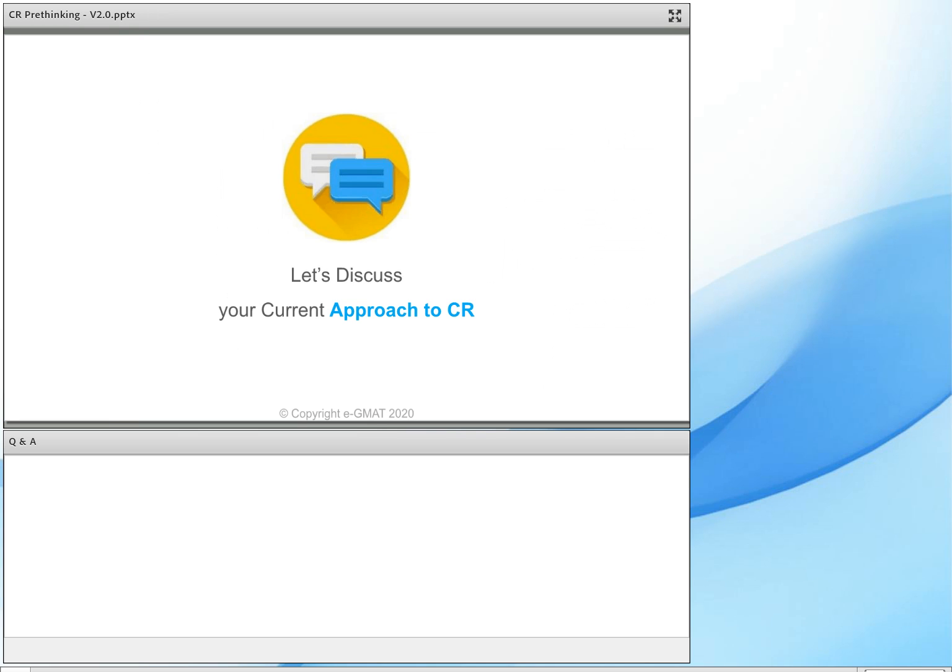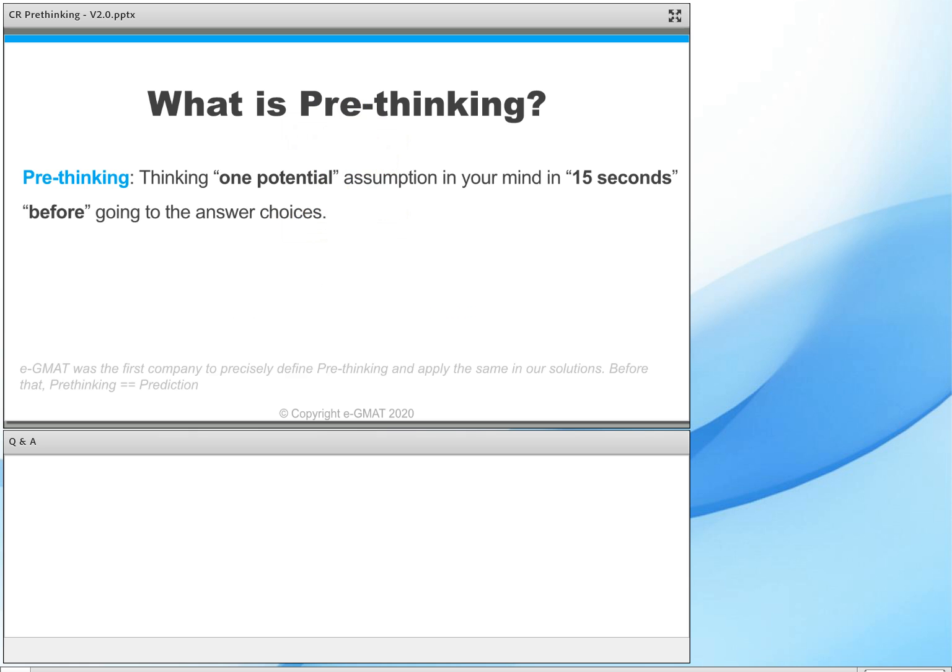Okay, so let's talk about your current CR approach. And I'm going to put in a poll here which says which methodology do you follow. But before that, I want to make sure that you understand what is pre-thinking. A lot of people say they do pre-thinking without knowing what exactly is pre-thinking, because even though those terms existed for quite some time in the blogosphere, people didn't define it properly.